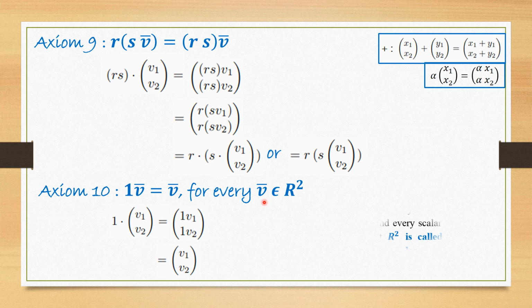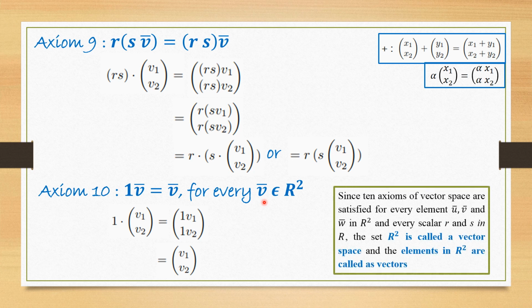So all the 10 axioms are satisfied by the non-empty set V. Since the 10 axioms of vector space are satisfied for every element in R2, that is our capital V, and every scalar in R, the set capital V, also called R2, is a vector space, and the elements in R2 are called vectors.